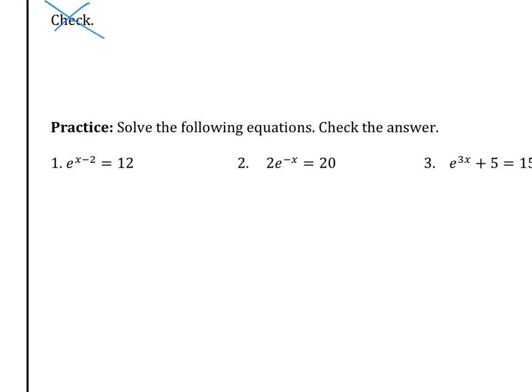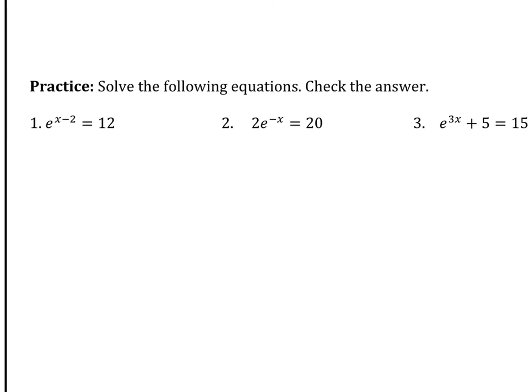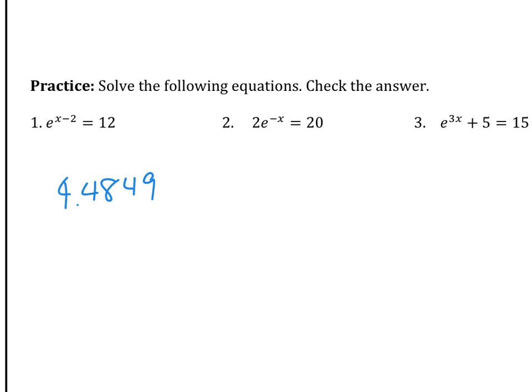All right, so I think you guys are good. So try 1, 2, 3. Let me check. Number 1, 4.4849. Number 2, negative 2.3026. Number 3, 0.7675.